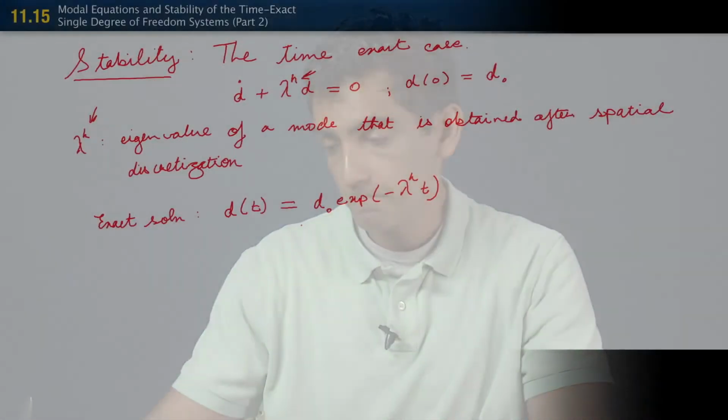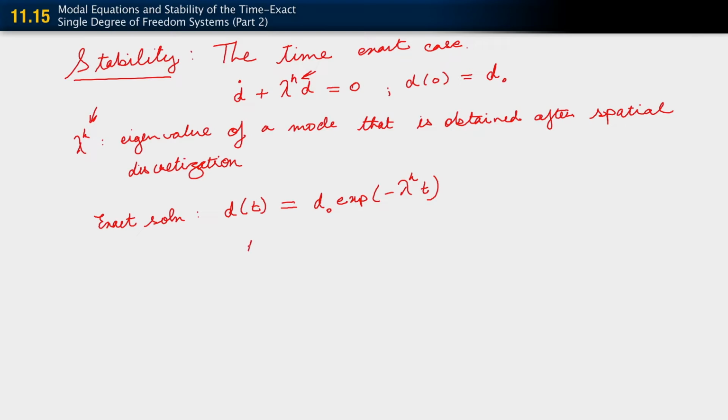All right, now what about lambda h? What do we know about lambda h? It's an eigenvalue of the system, right? What is lambda h?